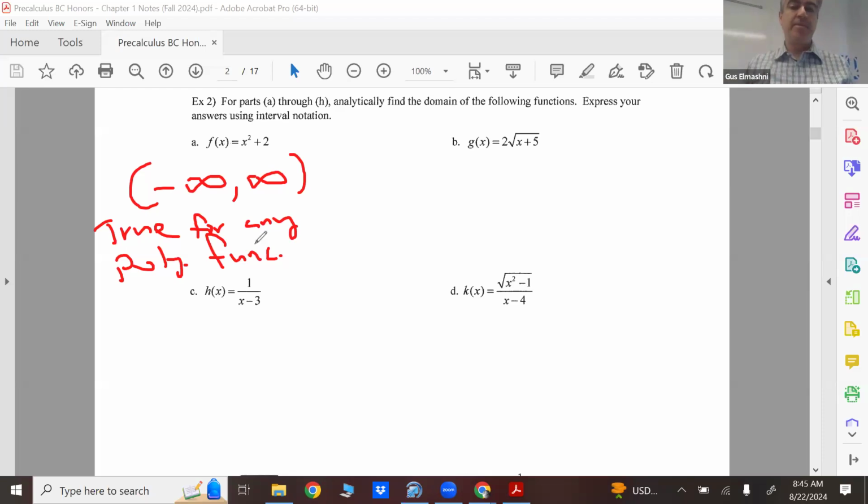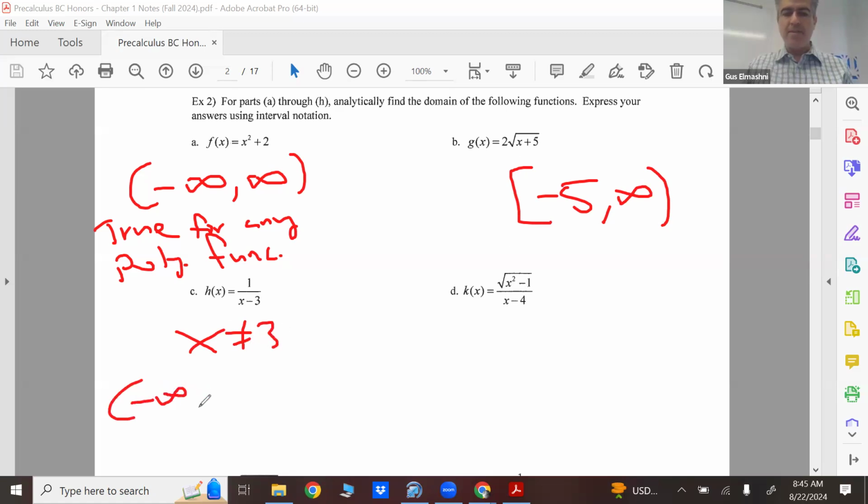However, B is a root. So what's my restriction here? Or what's the domain? Just tell me the domain. Yeah, go ahead. Well, x is greater than -5. Perfect, that's it. Done. I think we know what to expect here. X can't be 3. But that's not how I want you guys to write it. I want you guys to write it like this. Okay.